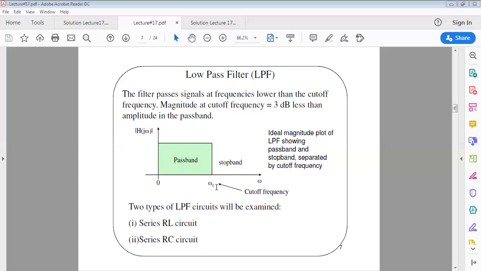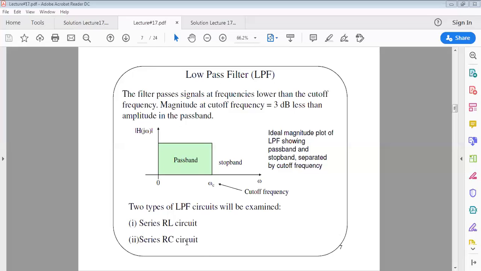There are two types of low pass filters, which are the series RL circuit and the series RC circuit. One important thing to understand from these circuits is that a series RL circuit has only a single reactive component. A reactive component is either L, an inductor, or C, a capacitor. So the series RL circuit has a single inductor, whereas the series RC circuit has a single capacitor.